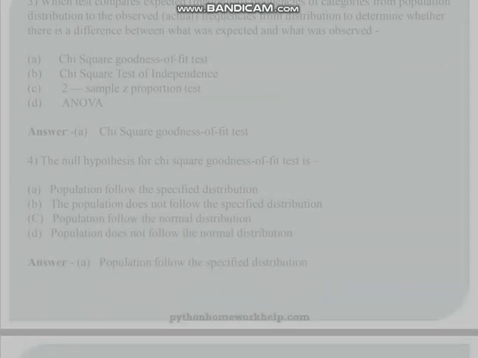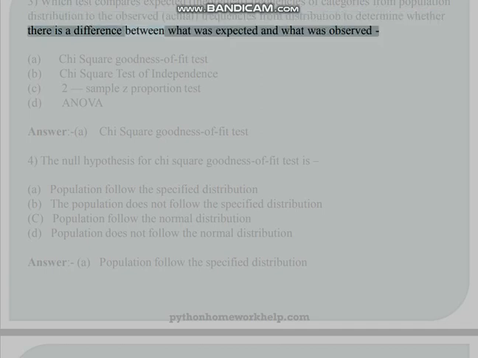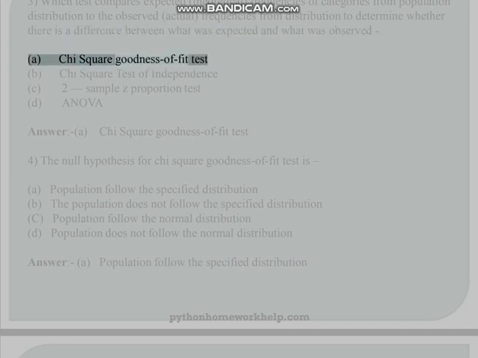3. Which test compares expected, theoretical, frequencies of categories from population distribution to the observed, actual, frequencies from distribution to determine whether there is a difference between what was expected and what was observed? A. Chi-square goodness of fit test. B. Chi-square test of independence. C. 2-sample Z proportion test. D. ANOVA. Answer: A. Chi-square goodness of fit test.